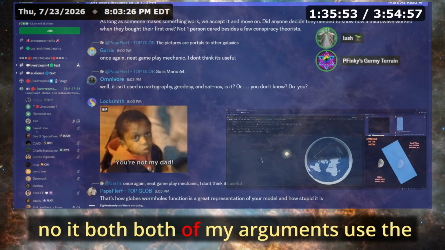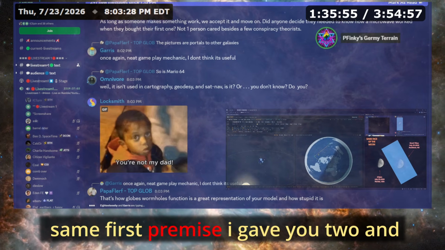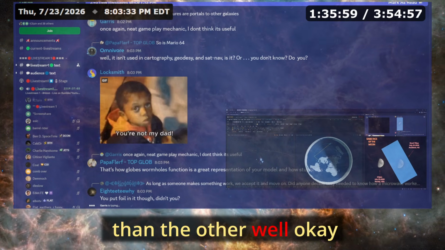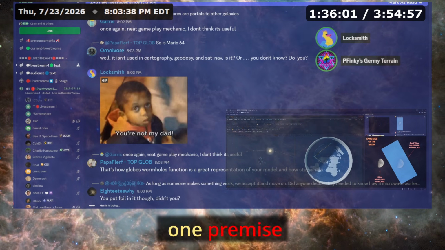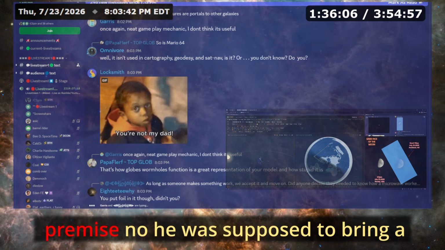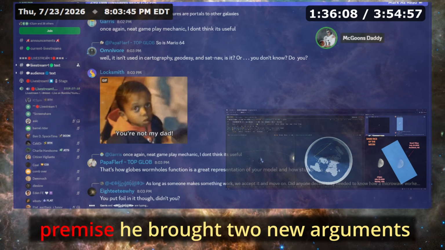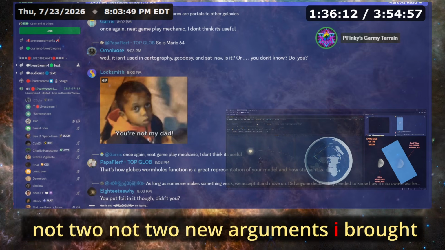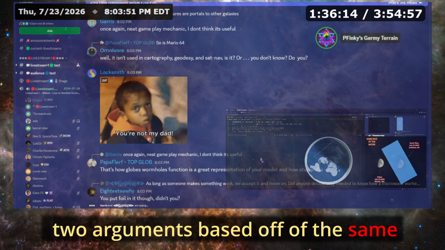No, both of my arguments use the same first premise. I gave you two, and then I said one of these makes more sense than the other. Well, okay. So you gave two one-premise arguments. We need one. He gave two arguments instead of a premise. No, he was supposed to bring a premise. He brought two new arguments. Not two new arguments. I brought two arguments based off of the same premise.